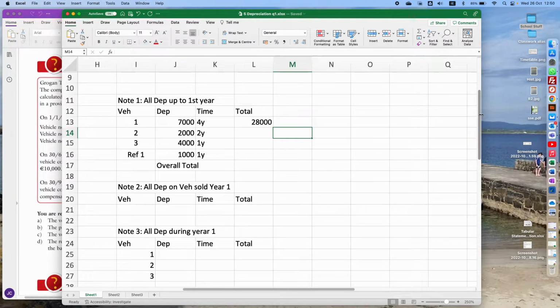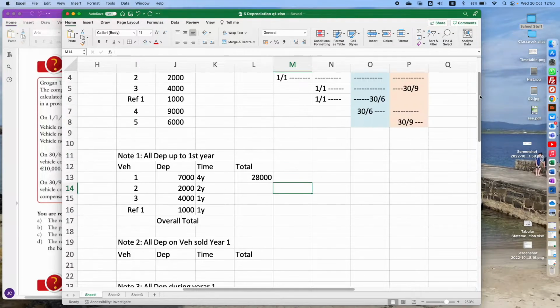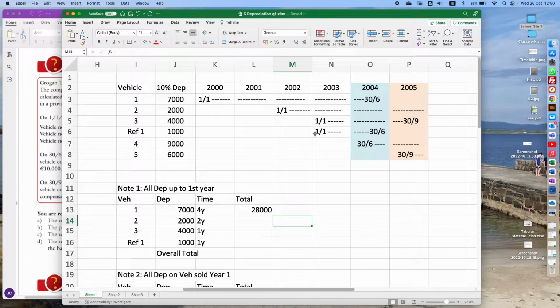I only asked you for homework last night to do note number 1. Note number 1 is all the depreciation up to year 1. In this case, the first year that I'm talking about is 2004. So it's all of these timelines multiplied by the annual depreciation, which is the depreciation for 1 year.